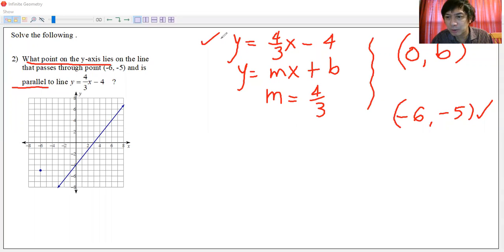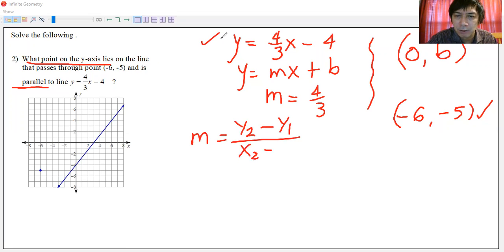So that means we can use the slope formula. And this is the slope formula: m is equal to y2 minus y1 over x2 minus x1. So we can use these 2 points, okay? And we can label this our x1, y1, and then the (0, b), we can use this as our x2, y2, there. Okay, so substitute in our formula.